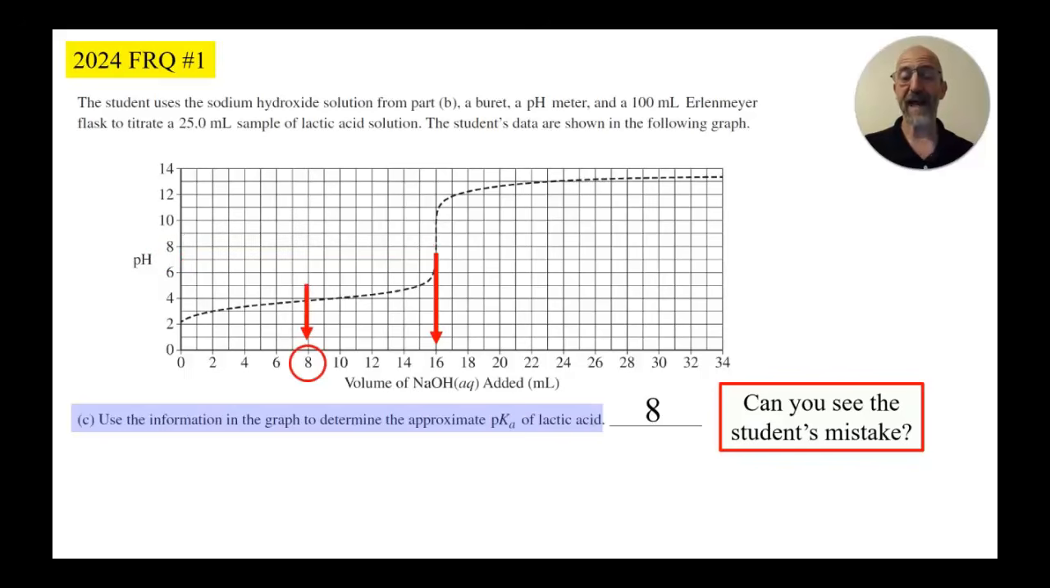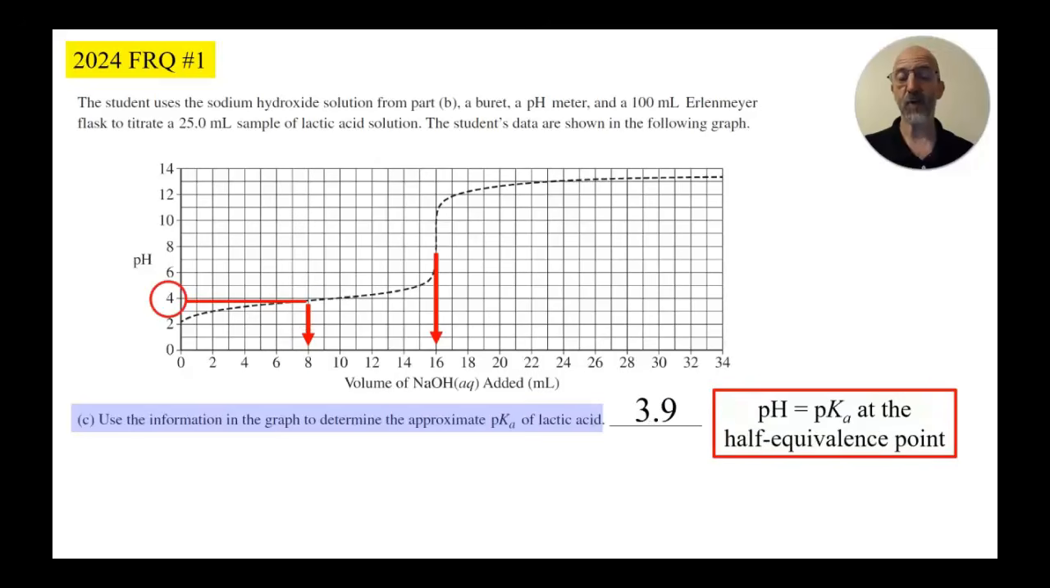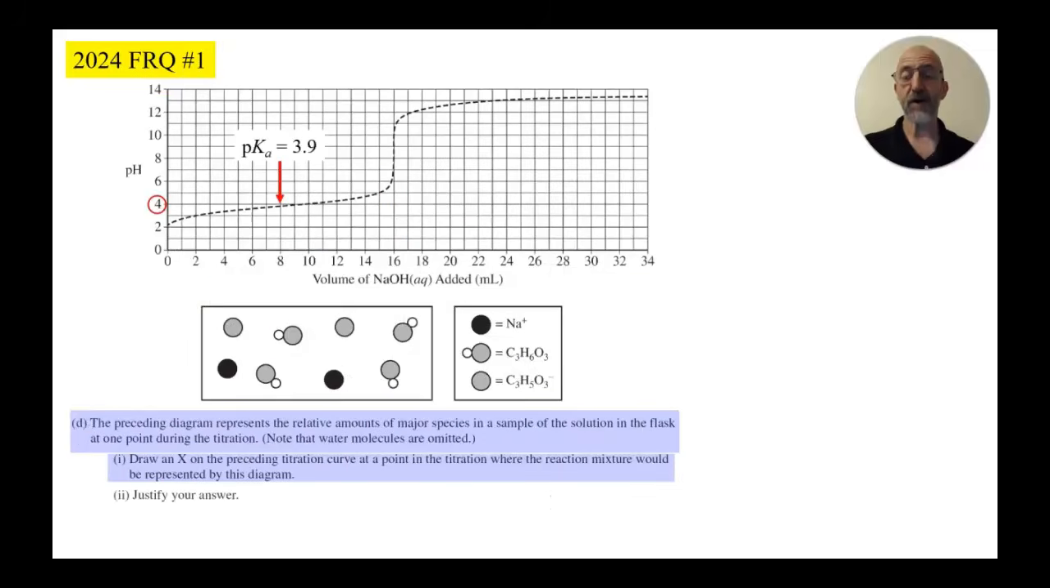Or they might have looked at the wrong location on the graph, looking at the x-axis as opposed to the pH at the half equivalence point. So I would say it's approximately 4. Now, 3.9 is what I'm choosing to say, but there was an acceptable range on the AP exam for the 2024 free response question number 1. The pKa was in the range of 3.7 to 4. All right, what's the next part of this question?